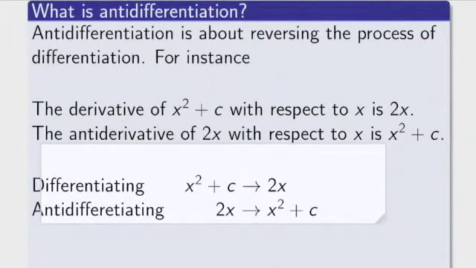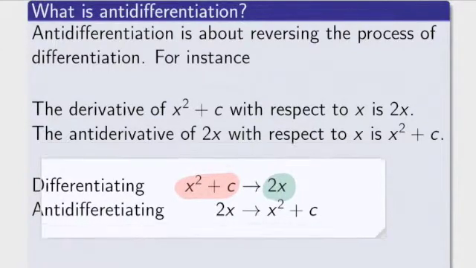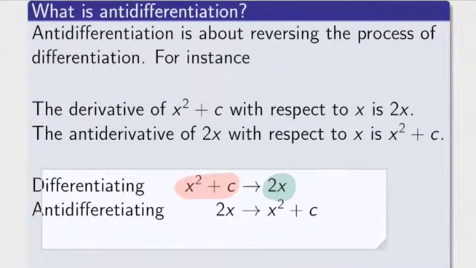So we know that differentiating x squared plus c results in 2x. Now if we reverse the process of differentiation, if we take 2x and anti-differentiate that function, we will obtain x squared plus a constant.